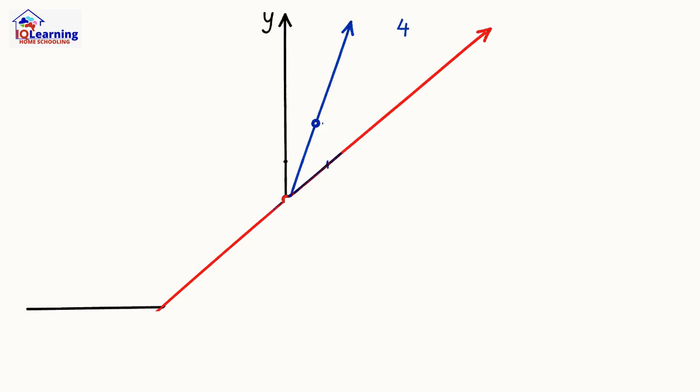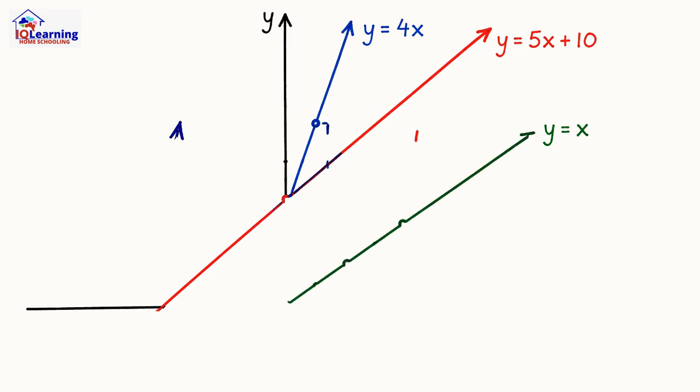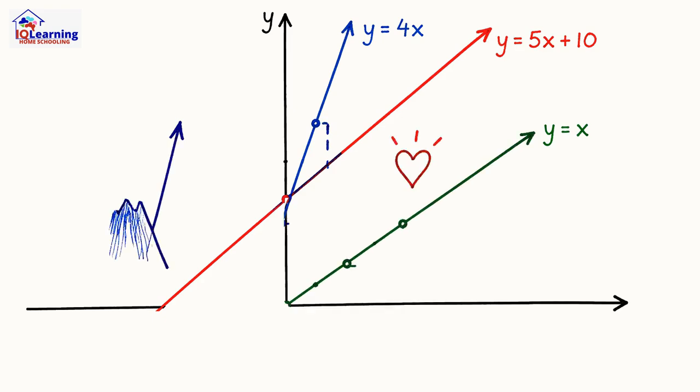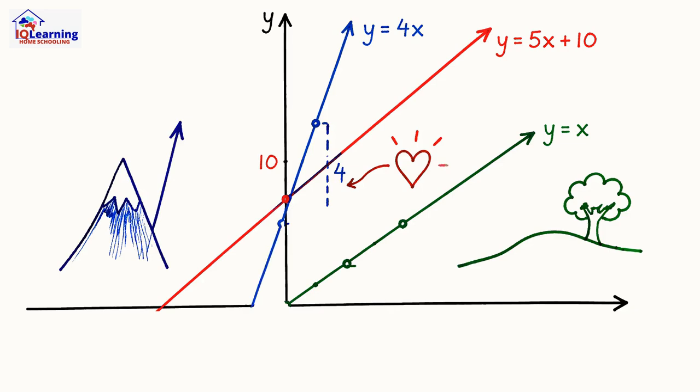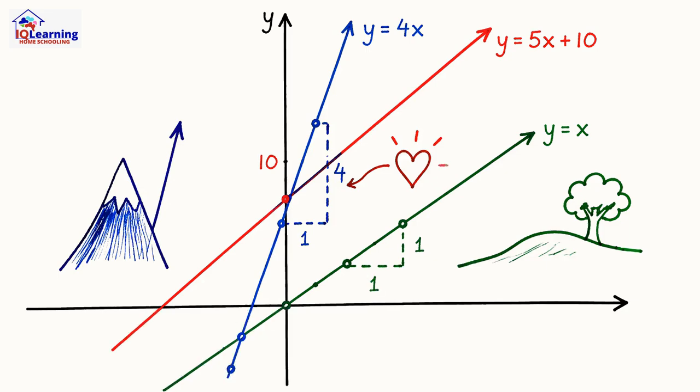Its steepness depends on the rule's multiplier. A rule like y equals 4x will be much steeper, climbing faster than y equals x. And if the rule has a number added at the end, like y equals 5x plus 10, that plus 10 is the starting point. It's where the line crosses the vertical axis before you even start counting hours.